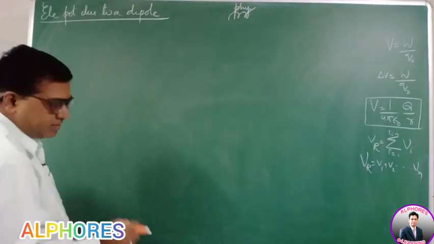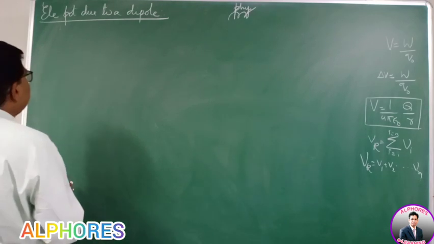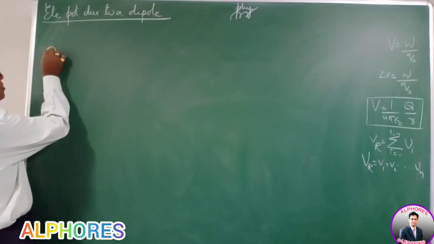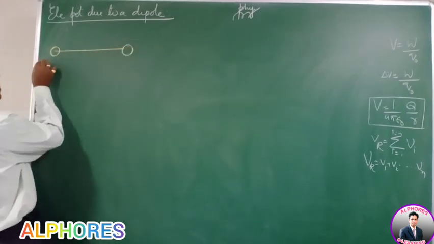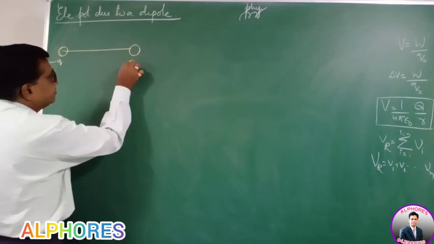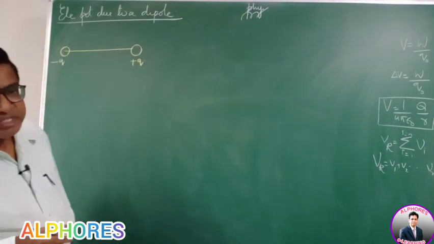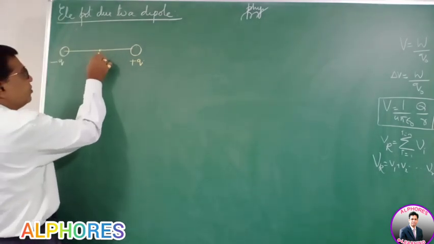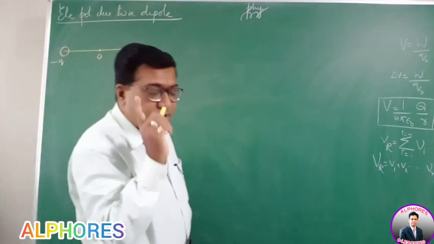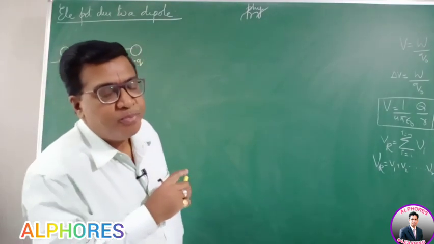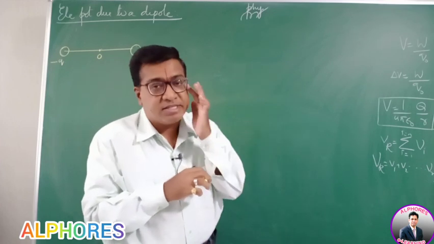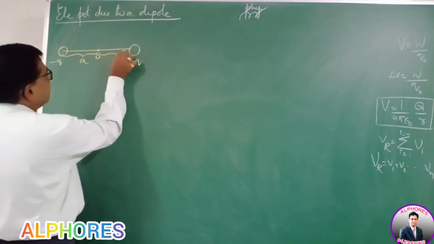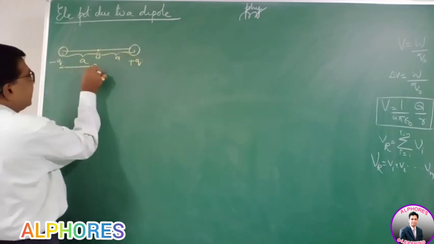First, let us consider an electric dipole. An electric dipole is a combination of two equal and opposite charges, minus q and plus q, separated by a distance. This is the center of the dipole, O. While explaining the dipole, I was telling you all distances must be measured from the center of the dipole. This charge is at a distance a from the center, and this one is also at a distance a. So the length of the dipole is 2a.